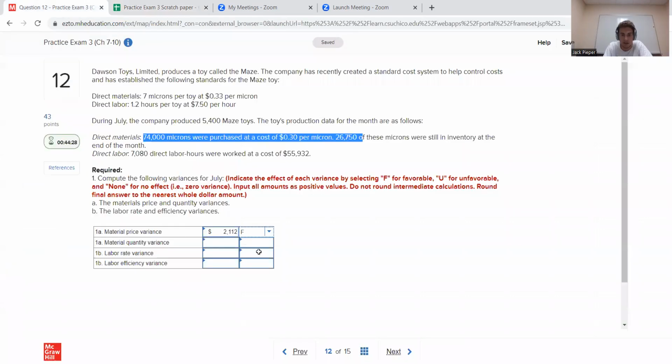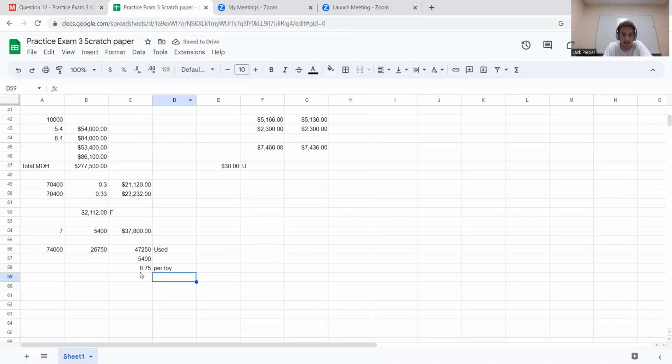Okay, and we know that's an unfavorable difference. And you ask yourself, why? Would you rather use 7 microns per toy or 8.75 microns per toy? You'd rather use 7 because each micron is going to cost you about 30 cents. So yeah. All right.